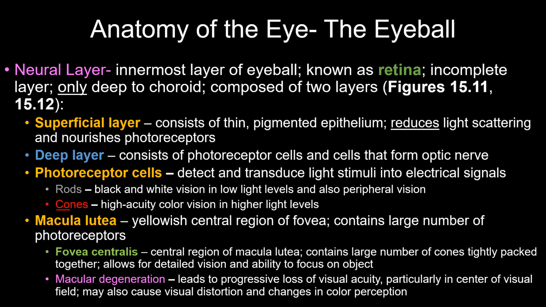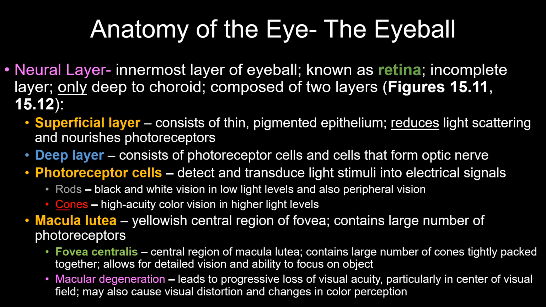Now, the retina's epithelium and the photoreceptors are nourished by those choroid blood vessels, while deeper neural structures of the retina are supplied by branches of the central retinal artery, and this is going to enter the eye through the optic nerve. Typically, during an eye exam, you'll be able to see these structures.